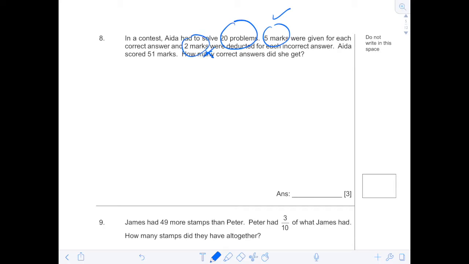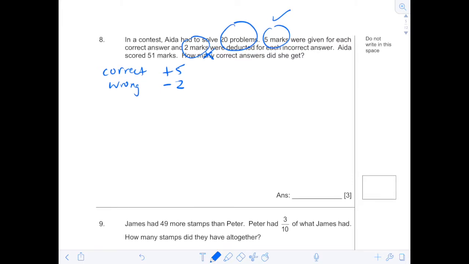So first and foremost, we must find out what is the difference between a correct answer and an incorrect answer. Correct answer, you will get plus 5 marks. Wrong answer, you will minus 2 marks. Correct? In this case, if you are to draw a model, the difference between plus 5 and minus 2 is actually 7. Okay? So now that you all understand this, I'm going to solve it using the proper way. The difference between a correct answer and an incorrect answer will be 5 plus 2, which will give you 7 marks difference. Next, you are going to use the supposition method.